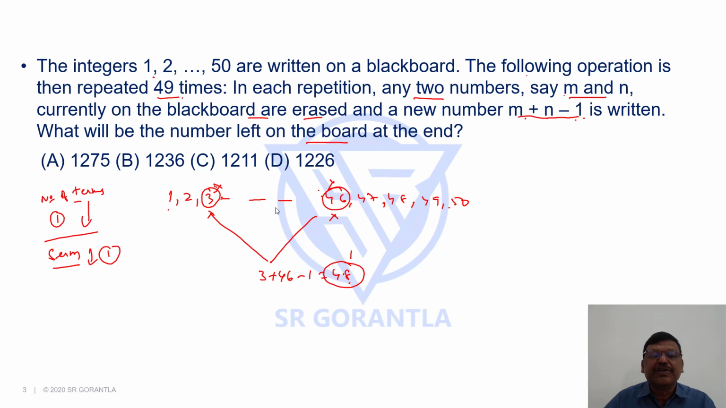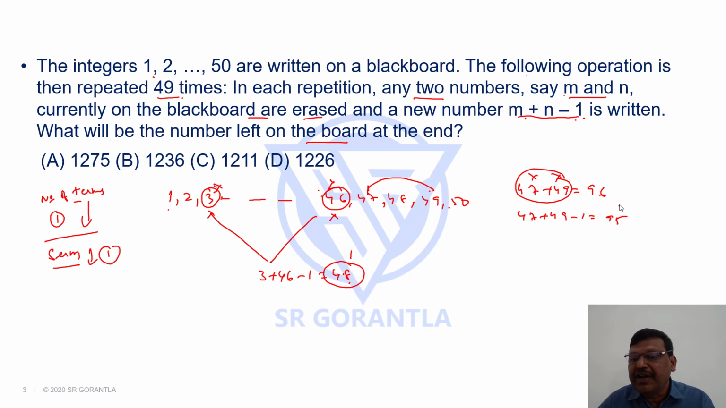Let me explain one more. Suppose I take 47 and 49; 47 plus 49 is 96. If I remove these two, what am I writing instead of that? I am writing 47 plus 49 minus 1, meaning I am writing 95. Instead of two numbers, now you are writing one number, so the number of terms will come down by 1. Instead of their sum, which would have been 96, now you are writing 95, meaning the sum comes down by 1. So every time you do this repetition, the number of terms will come down by 1 and the sum also will come down by 1.